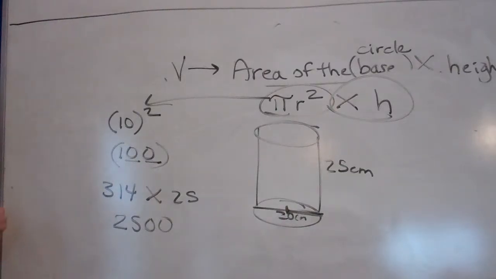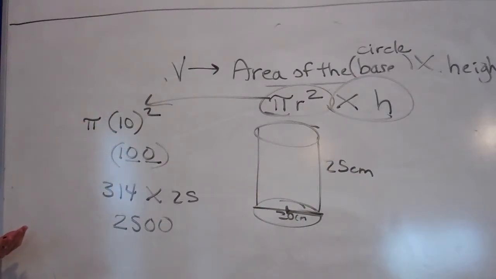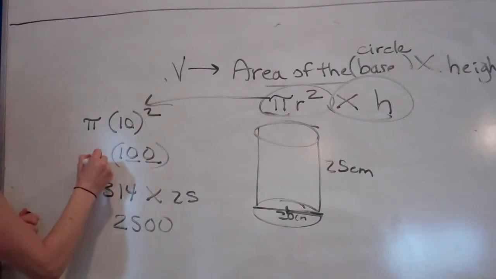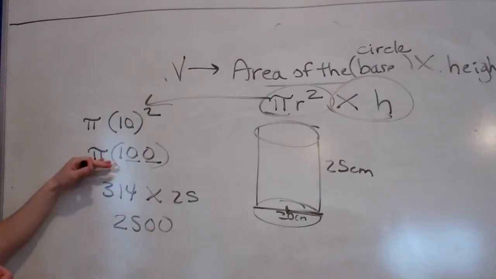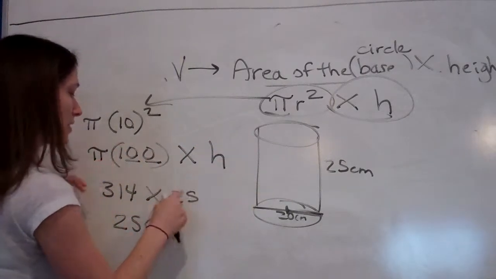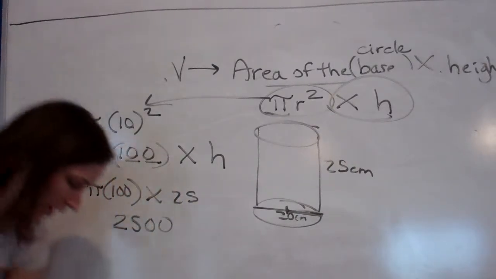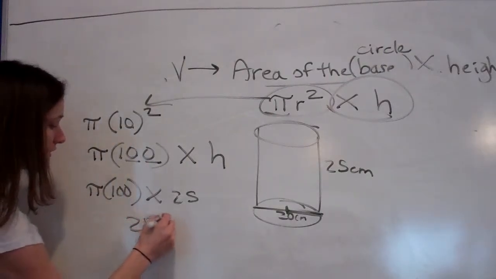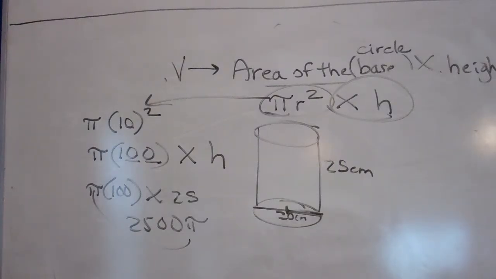Here's what it means when you leave pi as pi. You just leave the pi. You don't put 3.14. Everything that you do, 10 squared is 100, so then your answer is pi times 100. Then you times this times the height, and the height is 25. So it's pi times 100 times 25. 25 times 100 is 2,500, and then you bring your pi down. You always just keep pi with it. Everybody understand? Antoinette, you see what I did?